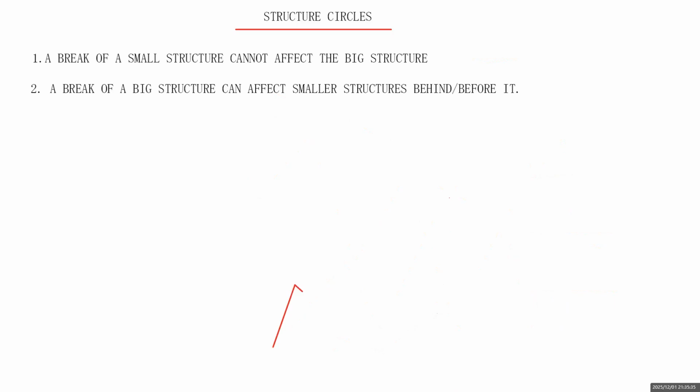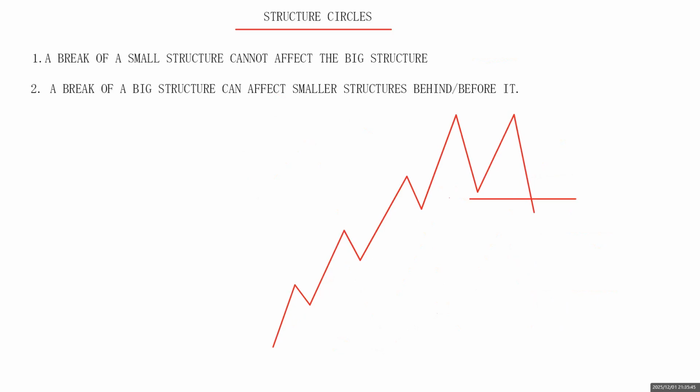For example, if we see price start on smaller structures this way, then price generates a big structure, and this big structure pushes price to break structure right here. You understand? We know that the structures that have been affected are the structures that start from here. Why? Because a break of a big structure affects all of the smaller structures behind it, so far as they are of the same unique movement. I think that should be my third point. They must be of unique movements, and I'm going to explain why they must be of unique movements.